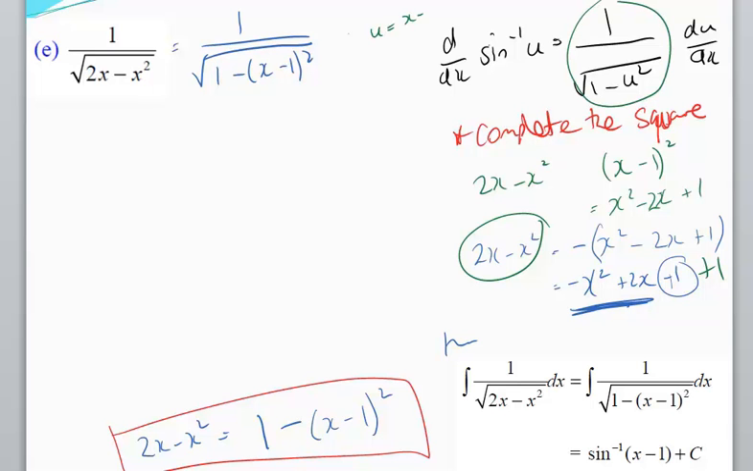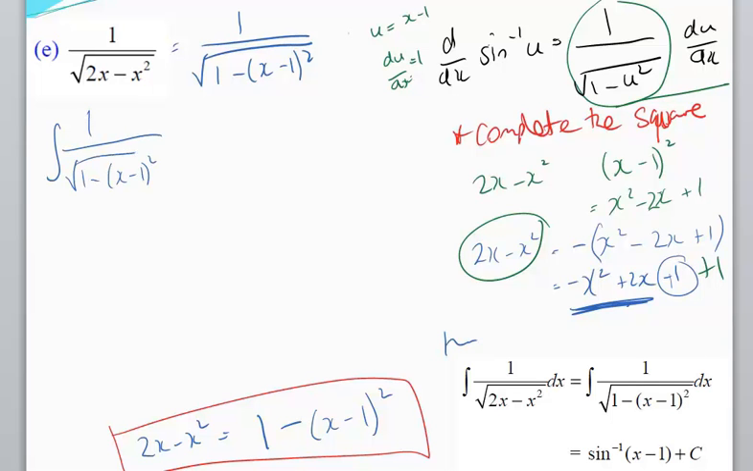Our u is equal to x minus 1, so du on dx is equal to 1. So we are exactly in the format that we need this to be. So now we integrate. We've got 1 on the square root of 1 minus x minus 1 all squared dx. So here it's going to be our inverse sine of u, which is our x minus 1. Inverse sine of x minus 1, plus our constant c.